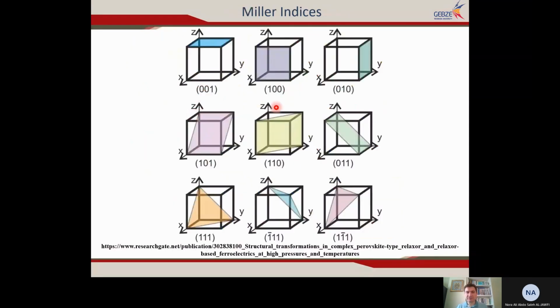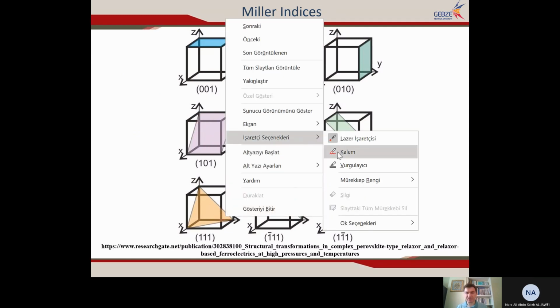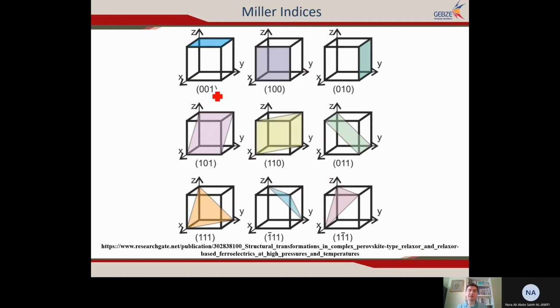Here you see a cubic structure, many cubic structures, and here you see surfaces. These are showing the different Miller indices of cubic structures. Of course, depending on the crystal structure, the Miller surfaces also change. So here we have this surface, for example, 001 surface in the cubic structure. So how to determine this surface name? This is the surface name, this surface. How to determine this one?